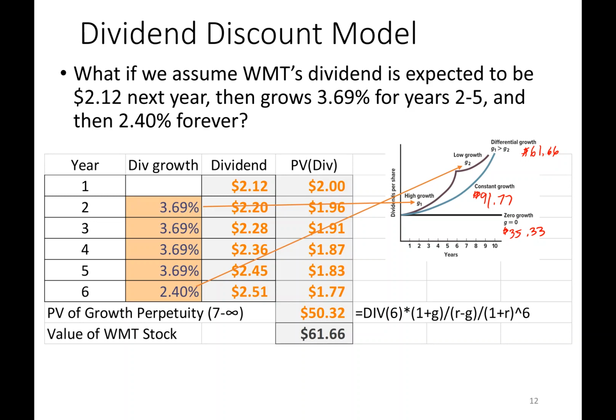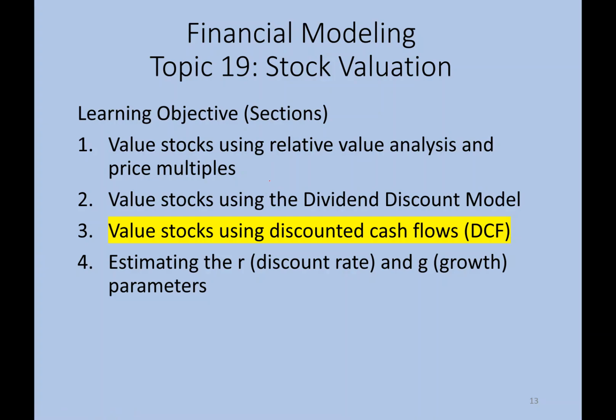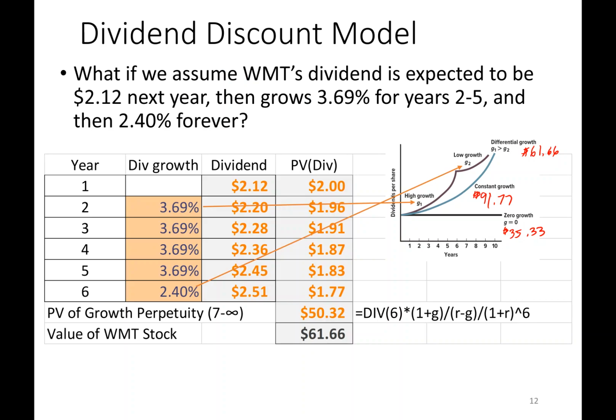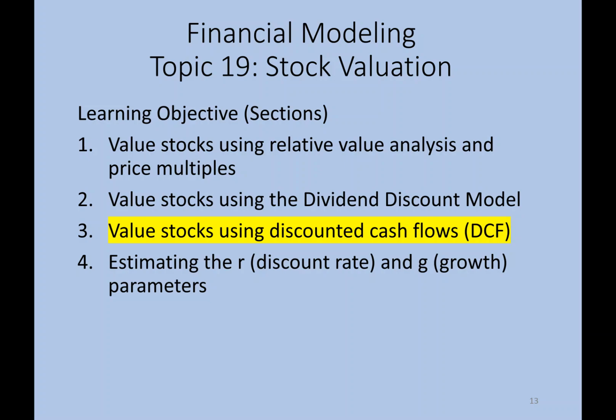61.66. So if I assume that Walmart pays $2.12 1 year from now, whoops, let's go back. If it pays $2.12 1 year from now, that grows at 3.69% and then 2.4% and then 2.4% forever. The present value of those cash flows from year 1 through 6 and then 7 through infinity, I would pay $61.66 for Walmart if the relevant cash flow is dividend. So in this topic, in section 2, we valued stocks using the dividend discount model.